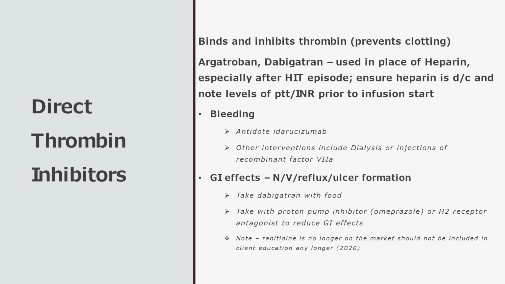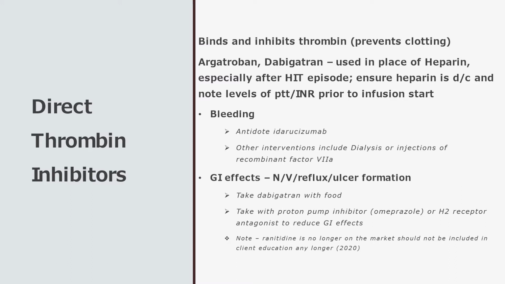Direct thrombin inhibitors are going to be used to bind and inhibit the thrombin, which is another clotting factor. So all of these essentially are going to have similar effects, but what part of the clotting cascade they intervene in is where they have their effect. So examples are going to be your argatroban and dabigatran. Argatroban is the big one. This is what we use in place of heparin, especially after a heparin-induced thrombocytopenic episode.